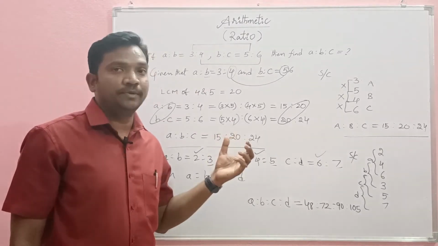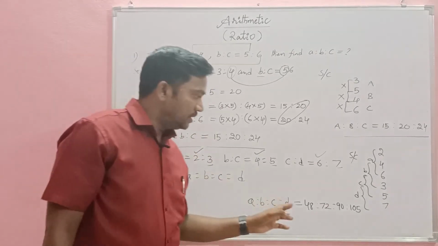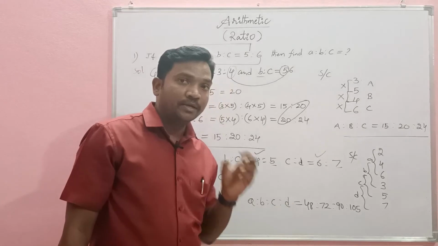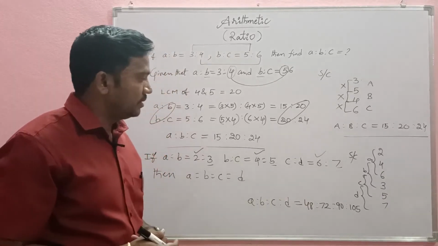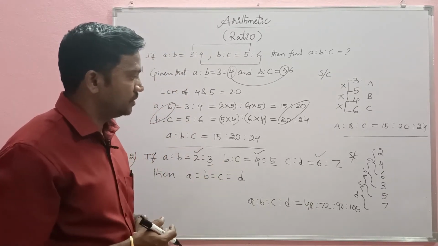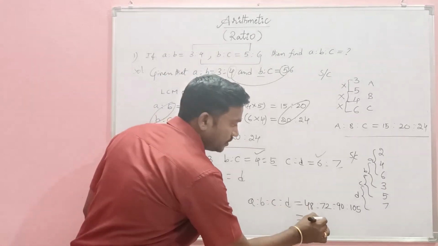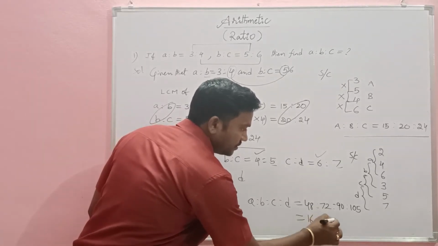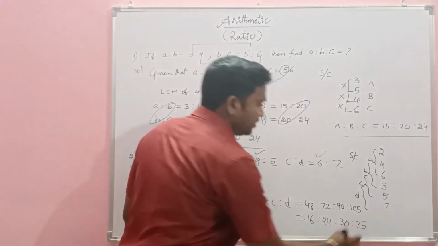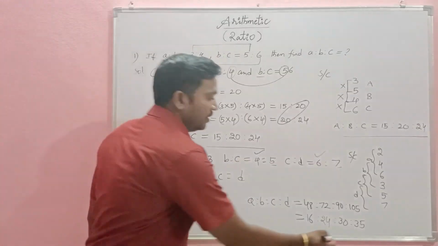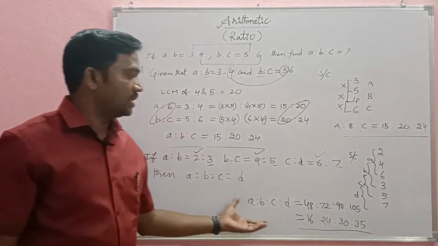So we have already discussed previously, a ratio must be in its simplest form. So let us check whether these four numbers have any common factor. If you observe, each number can be divided by 3, right? So 3 16s are 48, 3 24s are 72, 3 30s are 90, 3 35s are 105. So 16 is to 24 is to 30 is to 35 is our final answer.